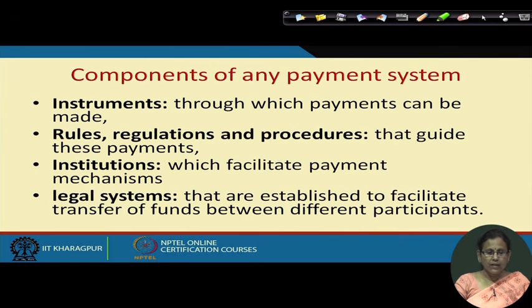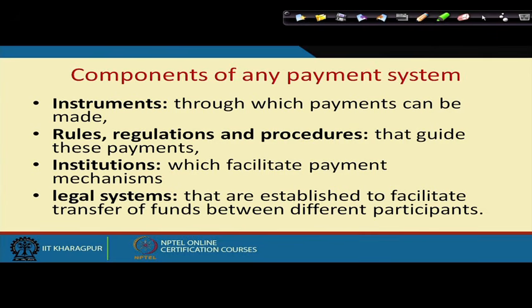So, let us try to understand the components of any payment system. First of all, the instrument. In this particular example, your instrument was the cash, a note, a 100 rupee note, 200, 500, 2000 rupees note, etc. By the way, what are the other instruments? Other instruments are your checks, demand drafts and so on. There can be many other instruments, and nowadays of course, there are electronic instruments, through which the payment can be made.